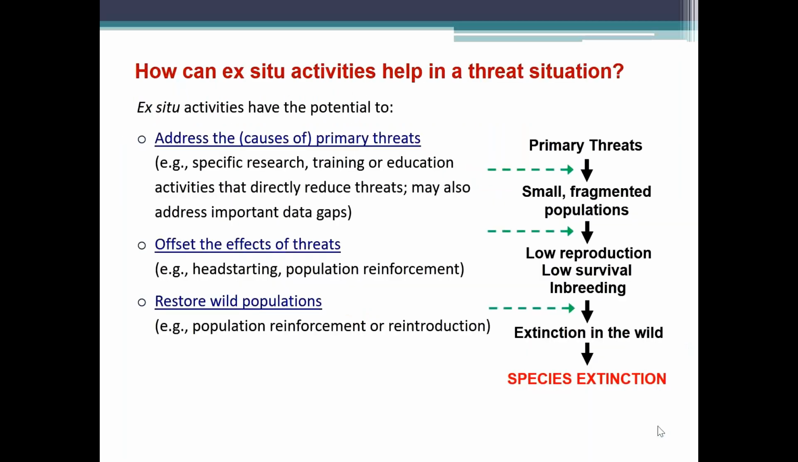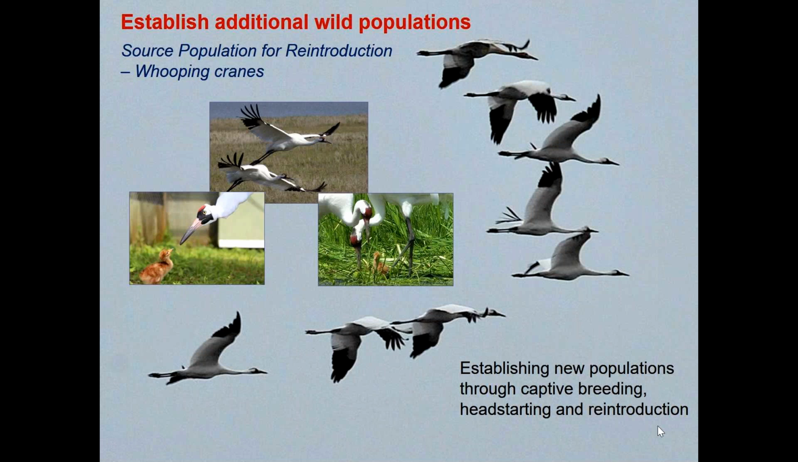So a third way that ex situ populations can start to break that link, where a population in the wild is going downhill and it's in danger of becoming extinct in the wild. So for example, with whooping cranes, there was one wild population left in existence, but ex situ captive breeding, using ex situ birds for head starting, and then reintroducing these birds into new habitat are ways of establishing second, third, additional reintroduced populations and restoring some of the range of that species.